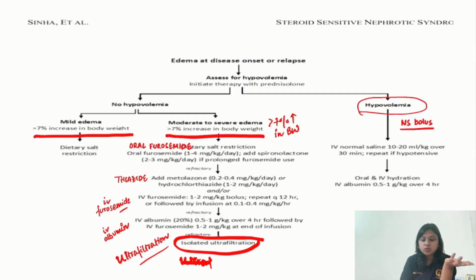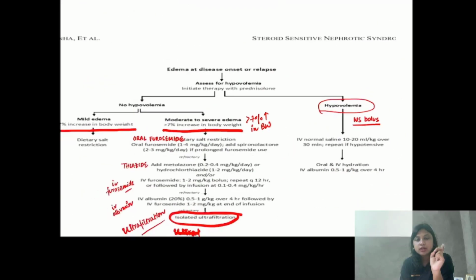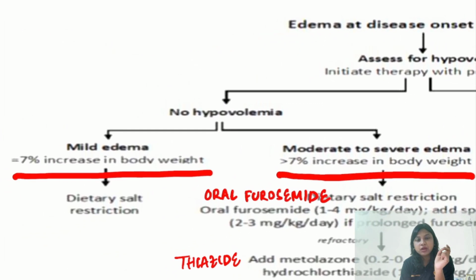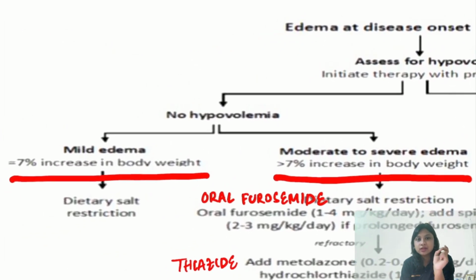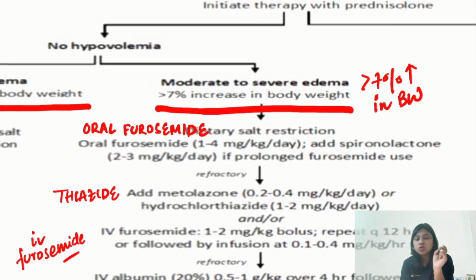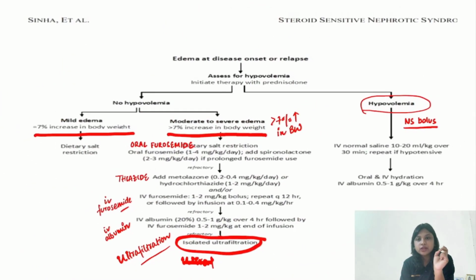Okay, so you need to remember these three tables. First edema, next assessing the volume status. If the volume status is low, the only one answer: normal saline bolus. If the volume status is normal, next you need to see if it's a mild edema, then it's only salt restriction, that is up to 7% increase in body weight. If it is more than 7% increase in body weight, it's salt restriction and oral furosemide. So these are the three MCQs which I discussed. You need to remember them as a clinical pattern question for your exams.